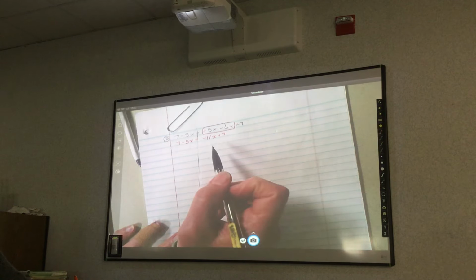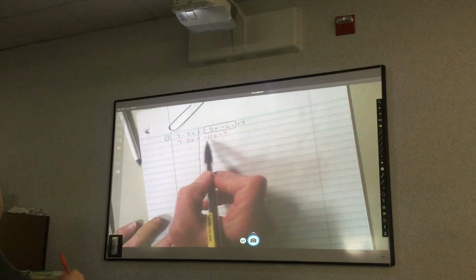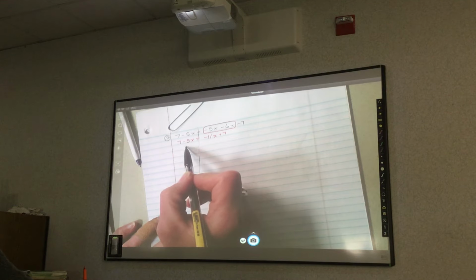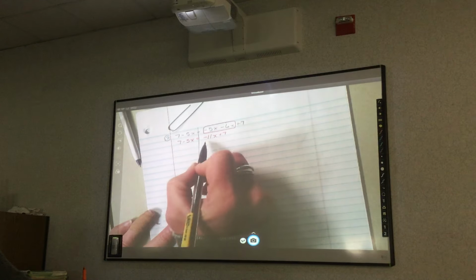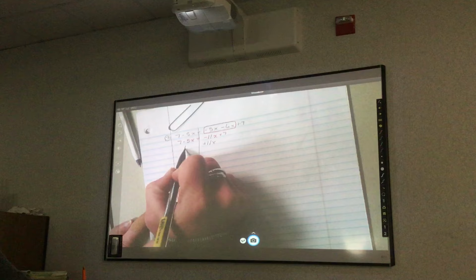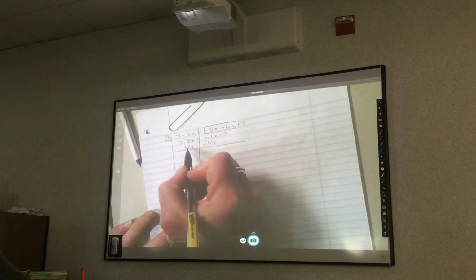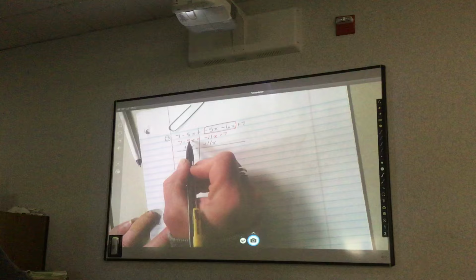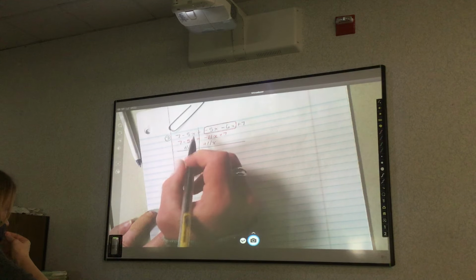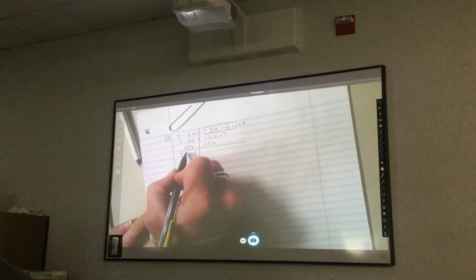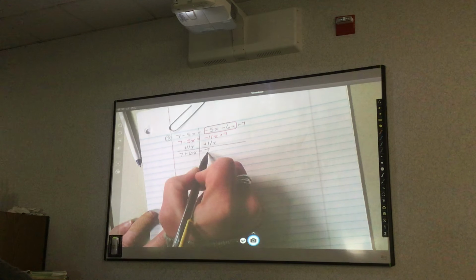It doesn't matter which side you take it to. So I am going to have my x always on the left. And that makes it a positive 11x, plus 11x. So an 11 and a negative 5 makes a positive 6x. Bring down the 7. Have 7 on that side.